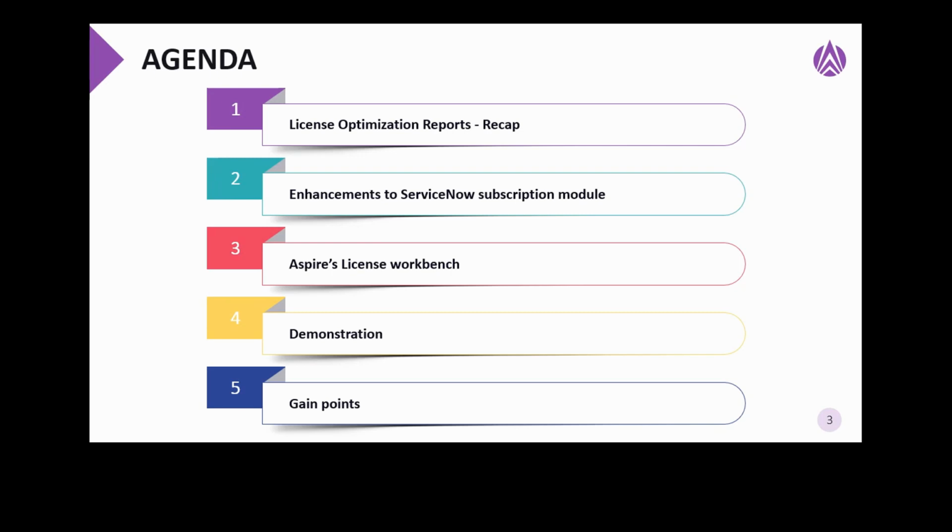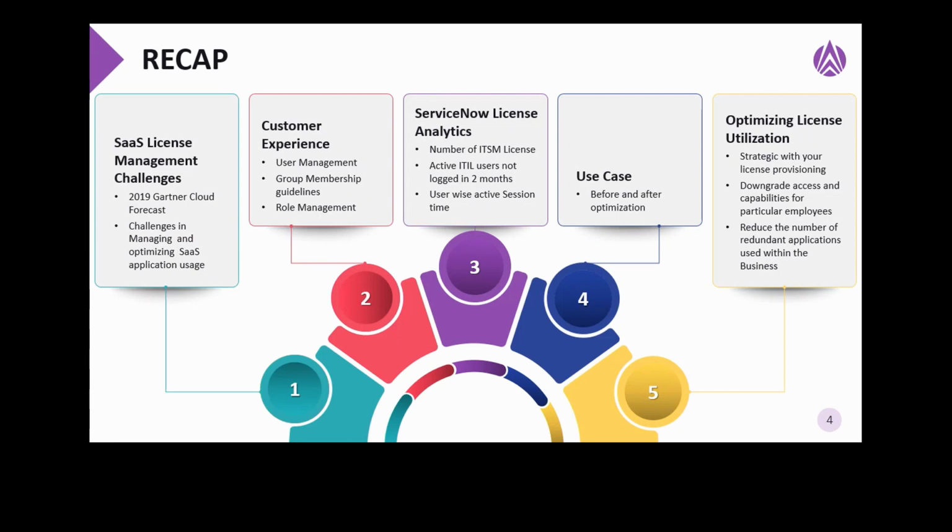Coming to the agenda for this webinar, we'd like to go through a brief recap on the license optimization reports which we presented in our first webinar, and then talk about enhancements to the ServiceNow subscription module, how it can help you to run license optimization better, and then talk about Aspire's License Workbench. This is a key topic for this webinar. We wanted to showcase and demo how exactly we have thought through License Workbench in ServiceNow. And to close, we will talk about some of the gains you can get by implementing Aspire's License Workbench. Starting with, let's recap what we did earlier.